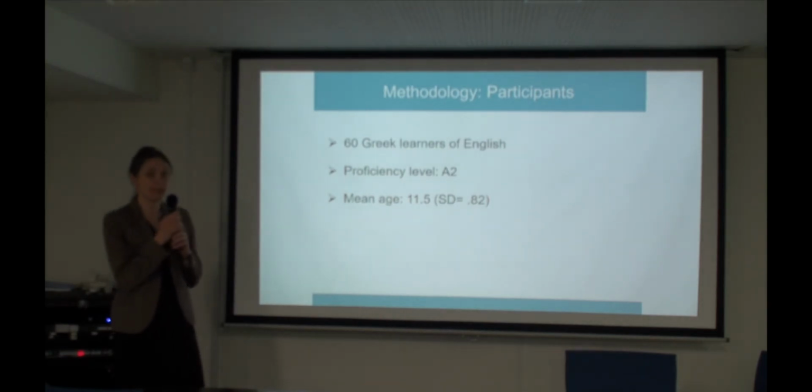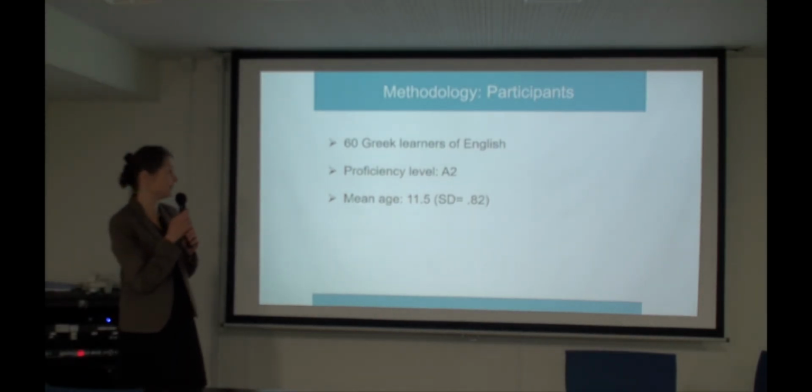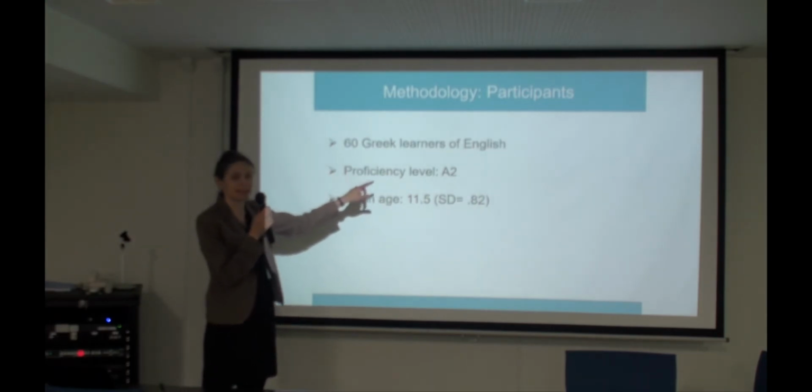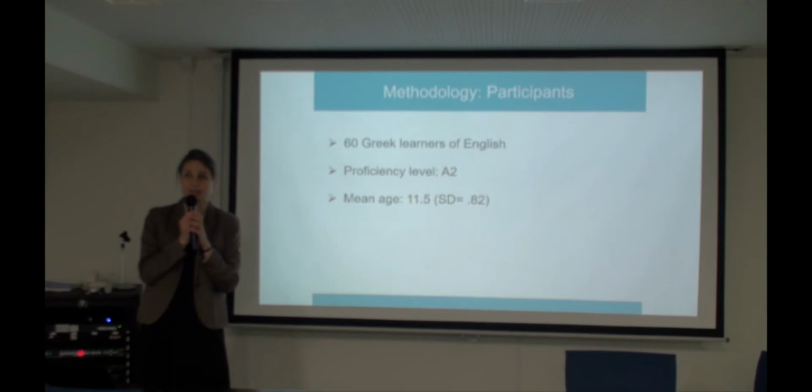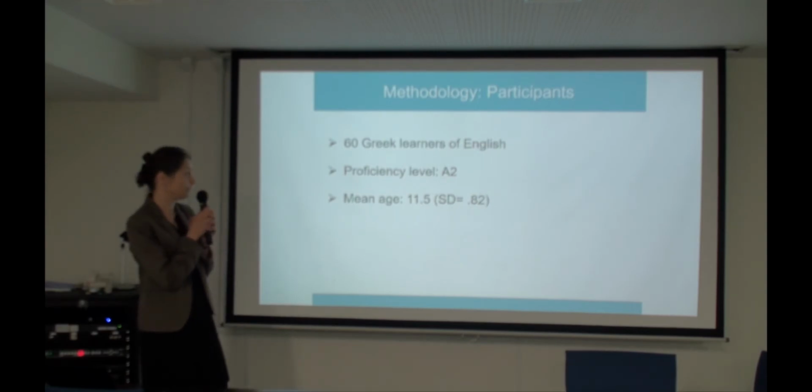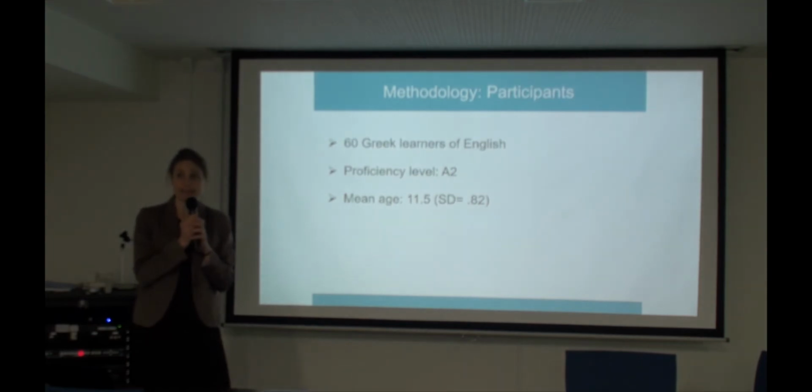This time we had Greek learners of English as a second language. They were at A2 level, according to the Common European Framework of Reference. This means elementary to pre-intermediate learners, so a much lower level of proficiency than in the previous two studies I talked about. The mean age was 12, so child language learners.